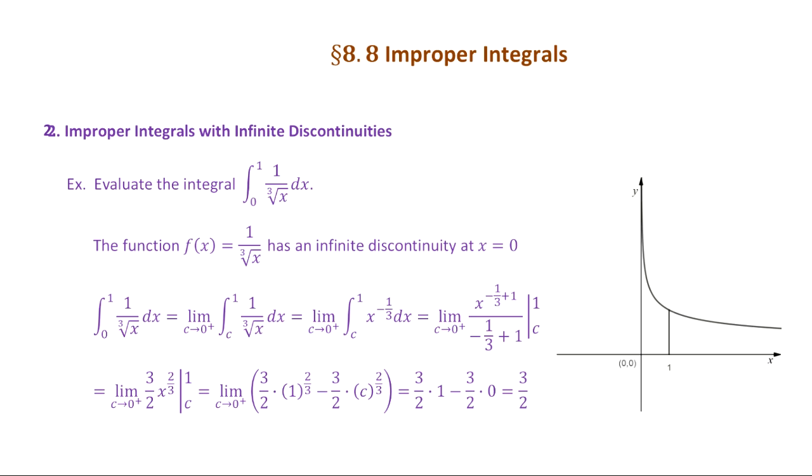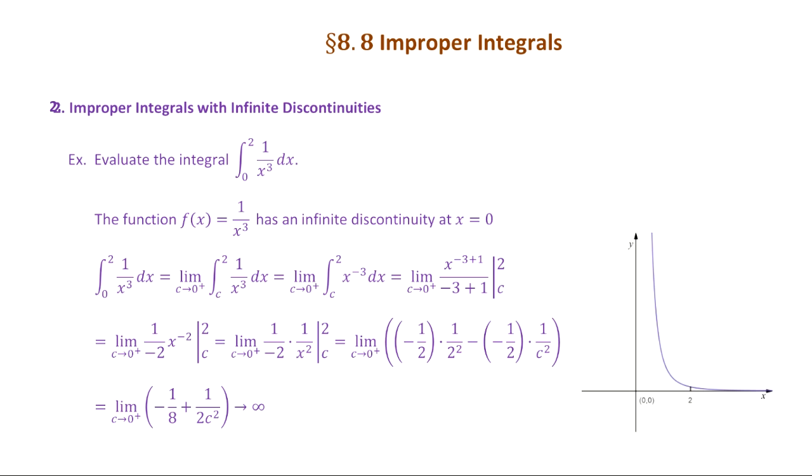So that's the first example. Let's do another one for the second type of improper integrals with infinite discontinuities. Again, we're talking about a vertical asymptote for the integrand, the function you try to integrate. So we need to evaluate the integral of 1 over x cubed from 0 to 2.